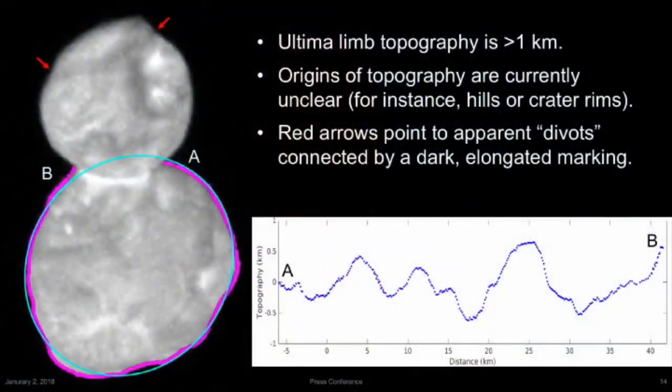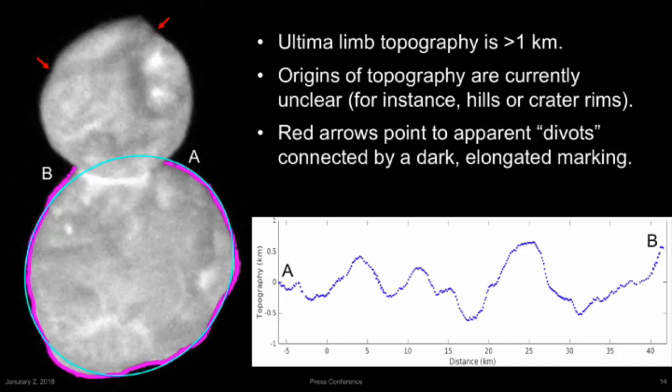Okay, so let's talk about what we can say about the topography. Well, we can do limb topography, and from limb topography, let's look at this, the lower portion of Ultima Thule. In this case, this will be Ultima. If you go from A counterclockwise to B, here's a plot of that where what we've done is we've taken an ideal elliptical shape, which is what the blue ellipse on Ultima is, and look at the deviation of the actual limb, which is the pink line, which runs from A to B.